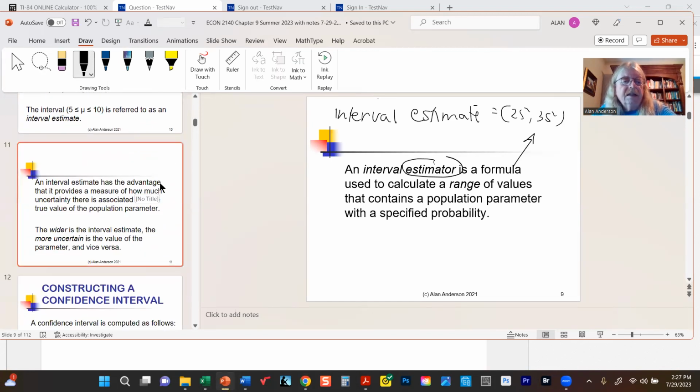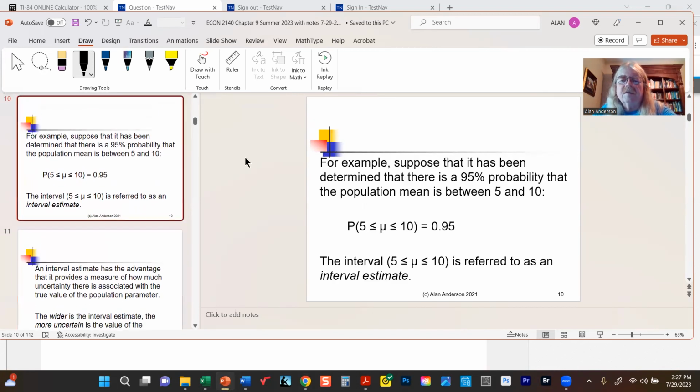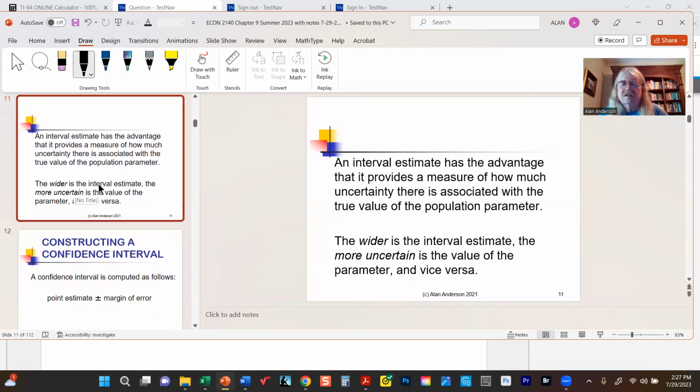All right, now, just another quick example. If we determine that our interval is 5 to 10, that means that the probability that the population mean is somewhere in that range is about 95%, and that is our interval estimate. Now, here's an important detail. How do you know whether to use 90, 95, or 99%? Why would you choose one over the others?